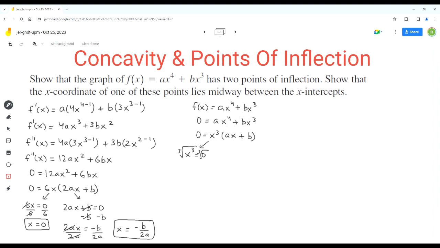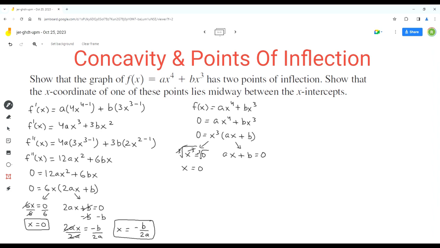So on the left side, the cube root and the cube get cancelled out. So we get x equals 0. So this is the first x-intercept of the given function. Now we can analyze the second case. So we have to solve for x.